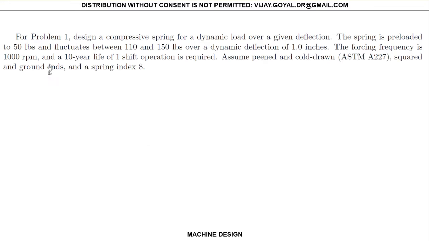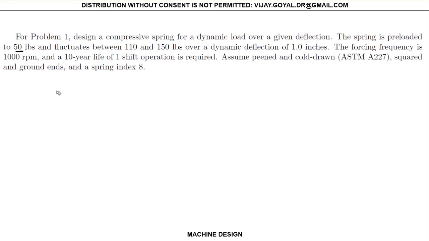So this is example number 3 on fatigue of helical compressive springs. In this particular example, we're going to use the same example from problem number 1. This particular spring is preloaded to 50, and it's going to be fluctuating between 110 and 150.